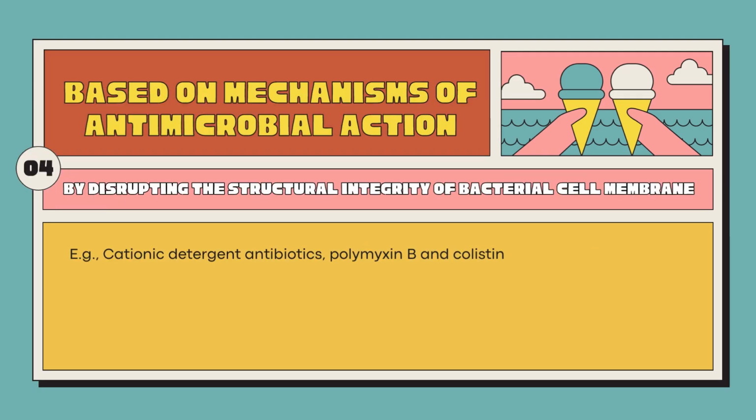Fourth, by disrupting the structural integrity of the bacterial cell membrane, which includes cationic detergent antibiotics such as polymyxin B and colistin that interact with the bacterial cell membrane and disrupt its structure, causing a bactericidal effect.